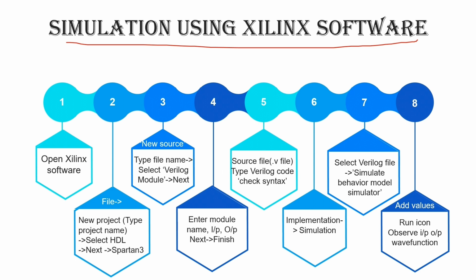If the program that you have typed is correct, then it will give the green right mark. Then change from implementation to simulation, then select Verilog file and select simulate behavior model simulator and click on it. Give values to your inputs, then click on run icon and note down the input and output wave function. This is in brief. Let me tell you in detail about how to use it.